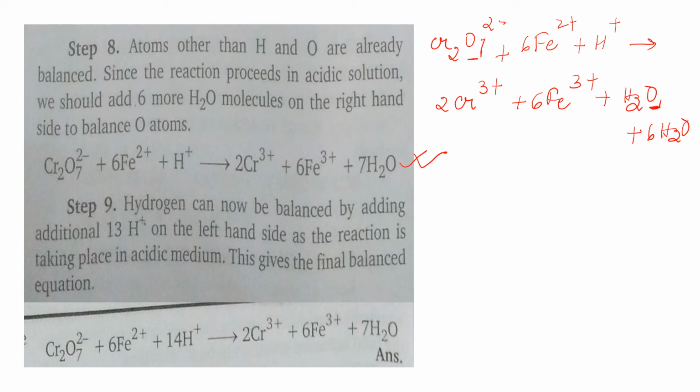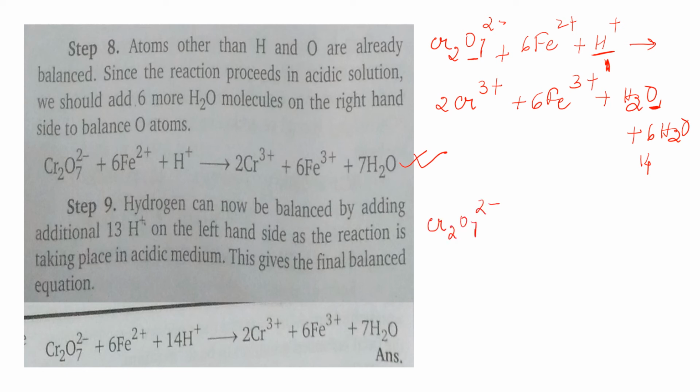Now my next step is to see whether hydrogen is balanced or not. On the left hand side I am having only 1 hydrogen and on the right hand side I am having 7 H2O, that means a total of 14 hydrogens. So the left hand side is now deficient of 13 hydrogens. So what do I have to do? I have to add 13H+ on the left hand side. So what am I getting?